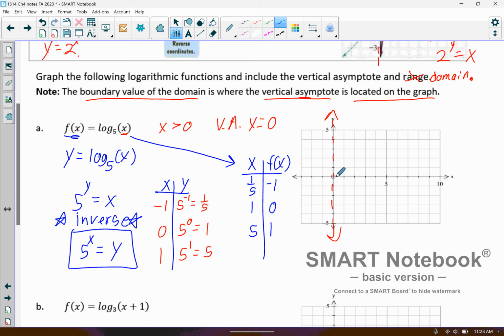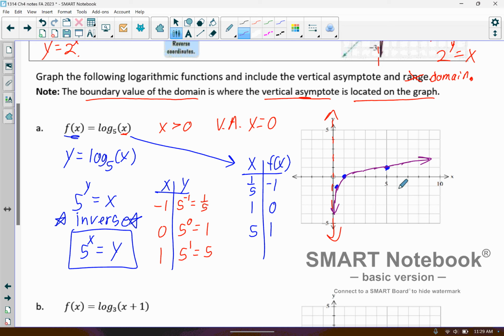So 1/5 and then down 1, so that'd be roughly right there. Then we have a point at 1, 0, about right there, and at 5, 1, about right there. Then I go along my asymptote right there, and here I just go up fairly slowly, just like that.